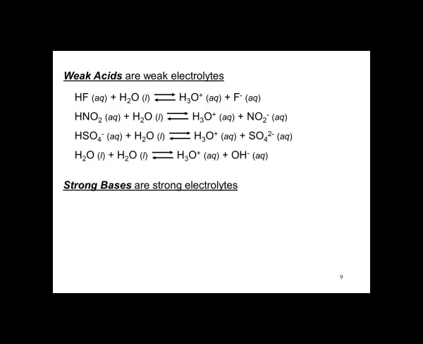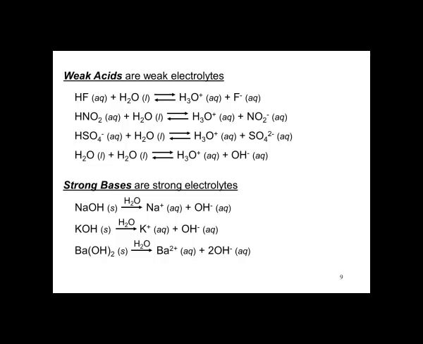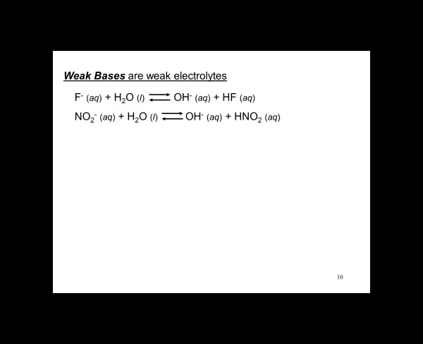Strong bases are strong electrolytes. Examples of these are sodium hydroxide and potassium hydroxide and barium hydroxide. Notice that barium hydroxide, when dissolved, gives you 2 hydroxide ions. Weak bases are also weak electrolytes. Fluoride ion, nitrite ion are examples of weak electrolytes.